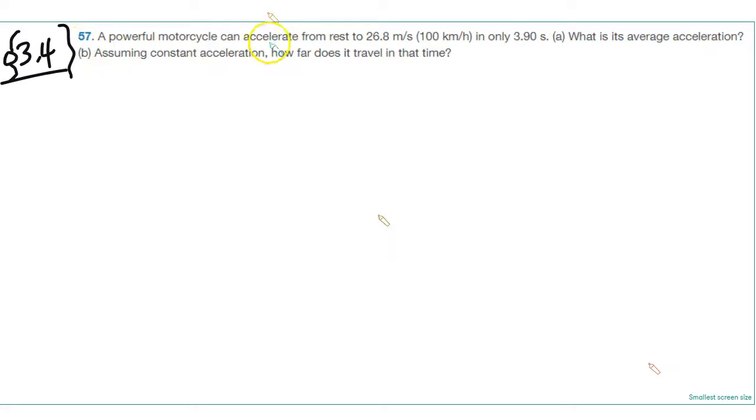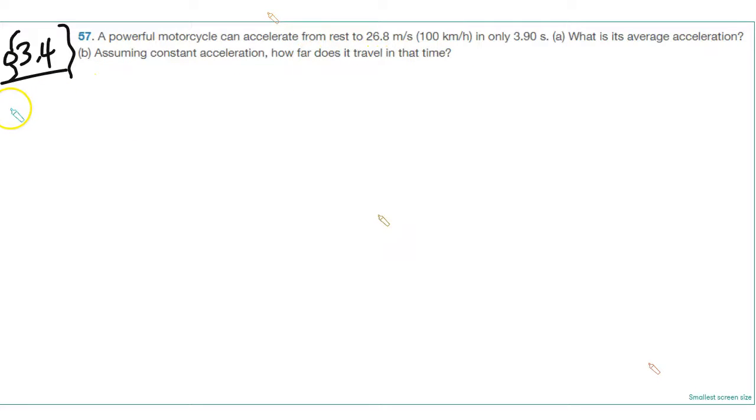57. A powerful motorcycle can accelerate from rest to 26.8 meters per second. That's 100 kilometers per hour, which, by the way, is 62 miles per hour or so, in only 3.90 seconds. A. What is its average acceleration? B. Assuming constant acceleration, how far does it travel in that time?